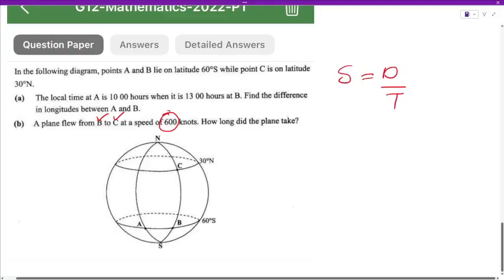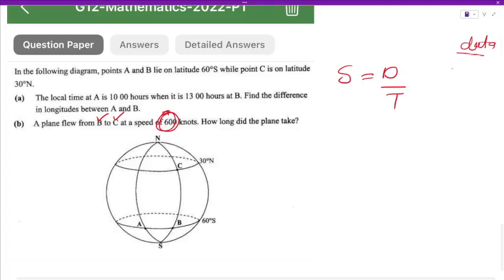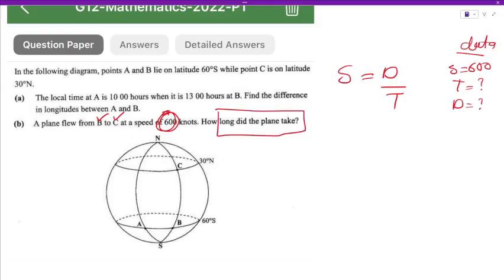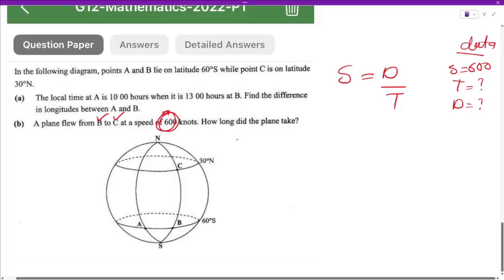So here they've given us speed as 600 knots. Time is not given, distance is also not given. What are they asking us to find? How long did it take? How long simply refers to time. So we need to find distance first. What points do we have? B and C.